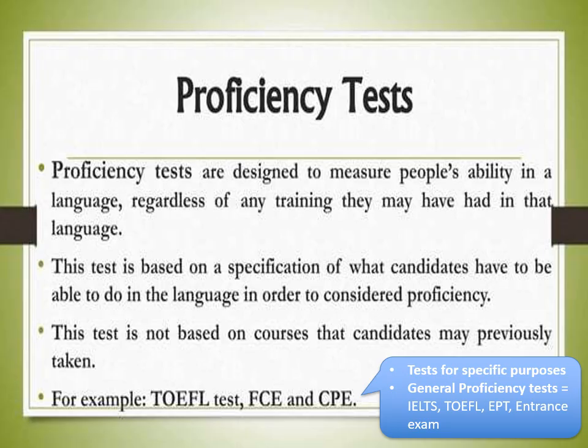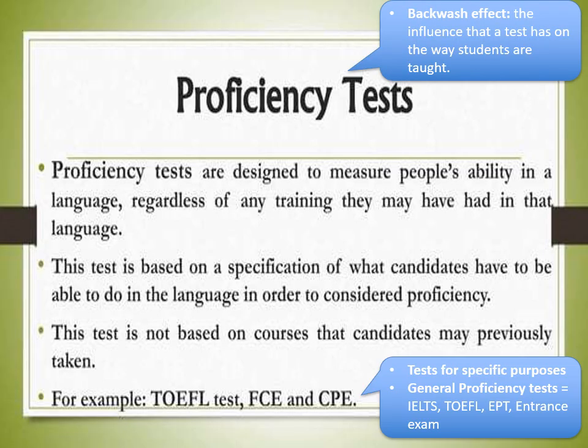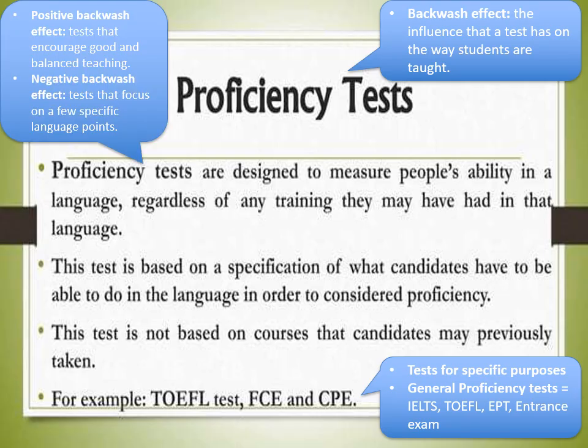Another important thing to think about when it comes to proficiency tests is what we call the backwash effect, which refers to the influence that a test has on the way students are taught. Here's the thing, there are 2 types of backwash effects, positive and negative. A positive backwash effect happens when a test encourages good teaching. So if the test covers all 4 skills, listening, speaking, reading, and writing, then teachers will prepare students for all of them, therefore creating a balanced teaching.